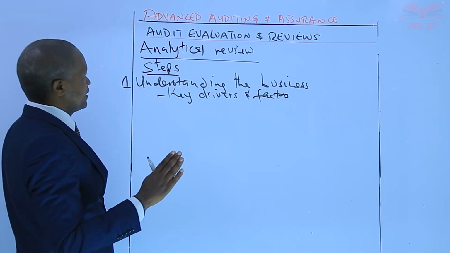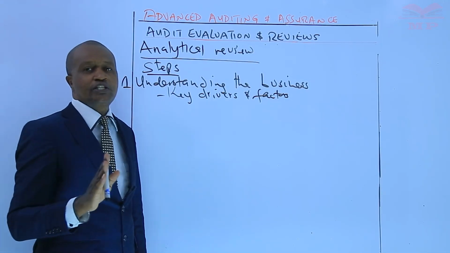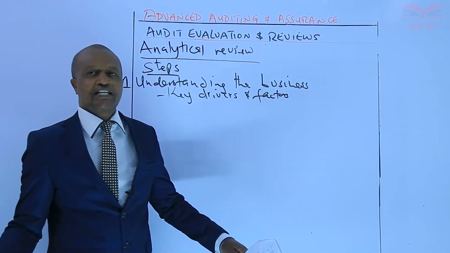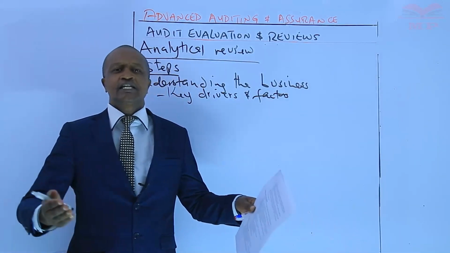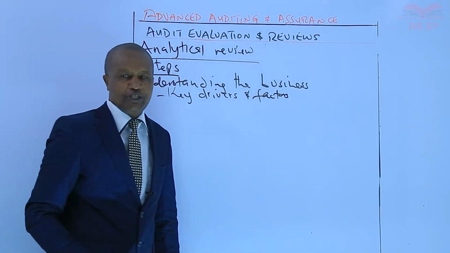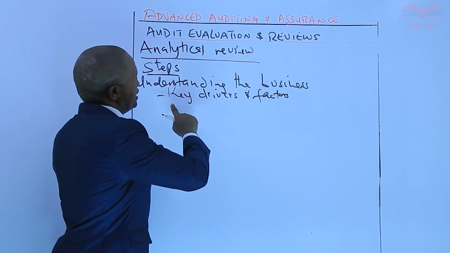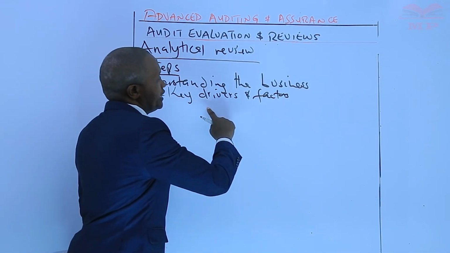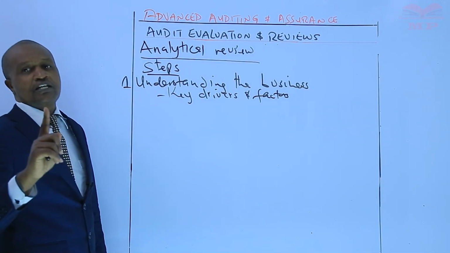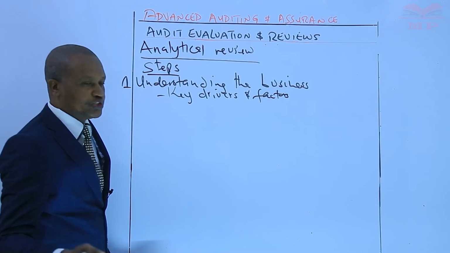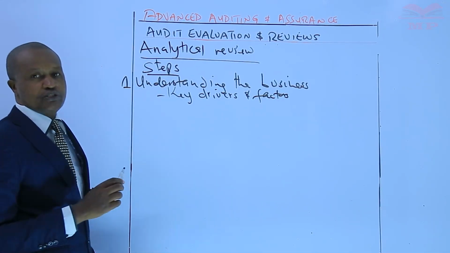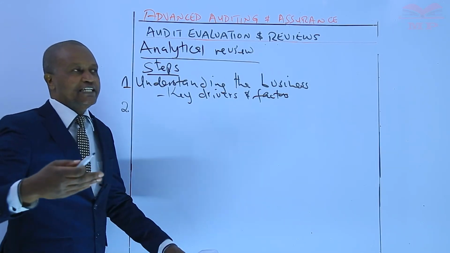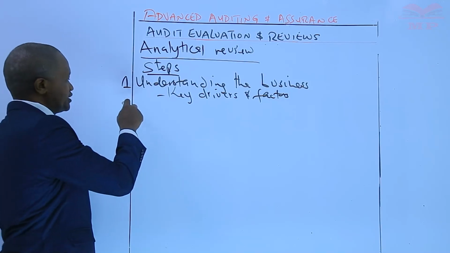So the first step in carrying out analytical review is to understand the business, understand the operations of the business, understand the industry in which the business operates, understand the economic environment. And by so doing, the auditor comes to the knowledge of the key drivers and factors that influence financial performance and results. The second step is to identify the significant accounts.